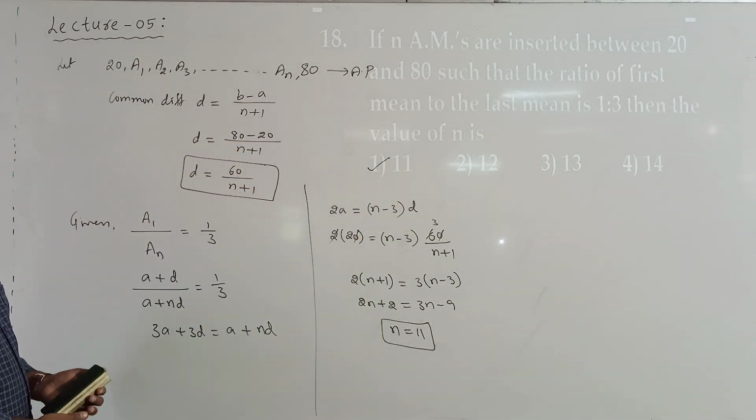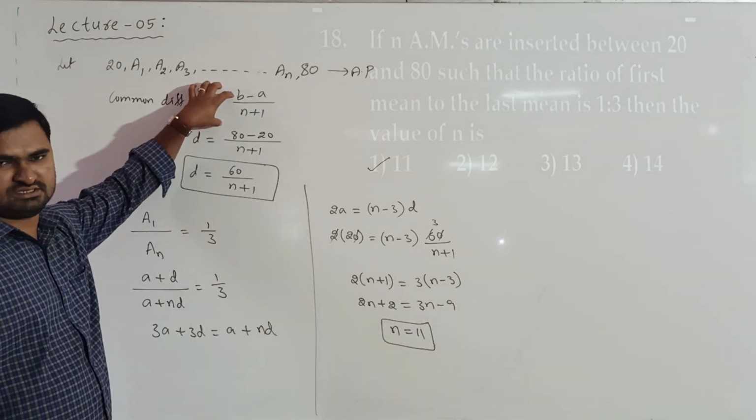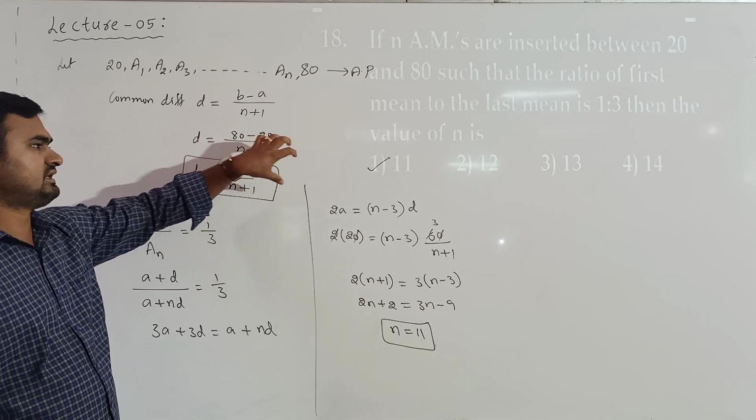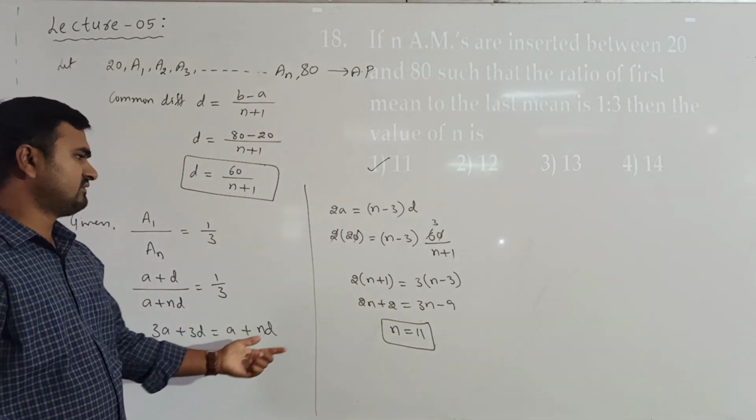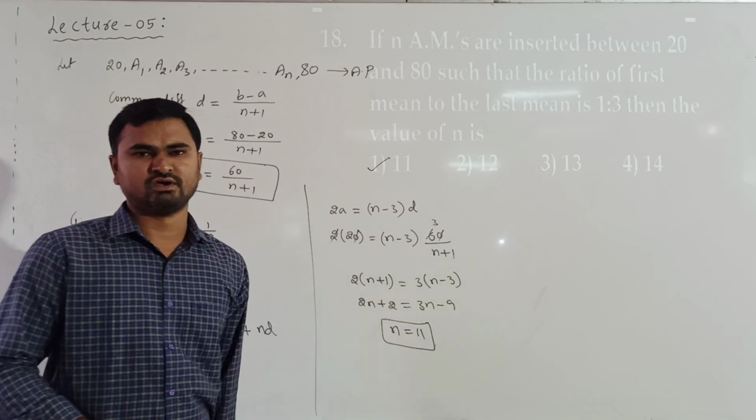So just apply the condition. For that we should know, for arithmetic means, what the common difference is. Once we know the common difference, take the ratio given. By solving that, substituting a and d values, we can find the required n value.